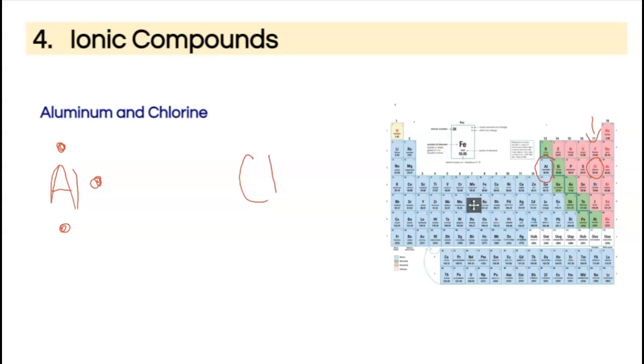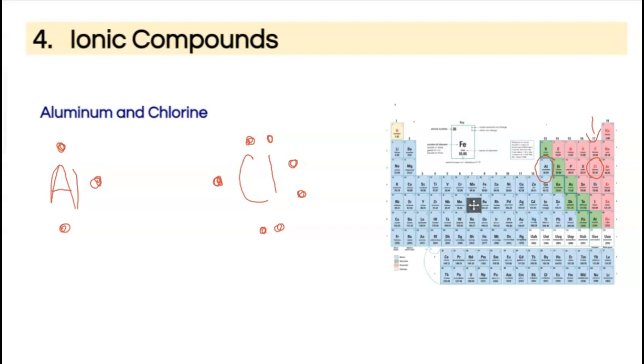After a while, you start to know how many valence electrons an element will have just off the top of your head, because there are some that just come up more often. So I'm going to draw in the 7 valence electrons that chlorine has.